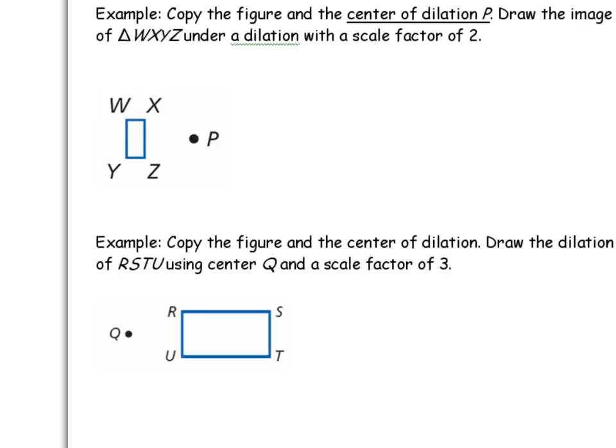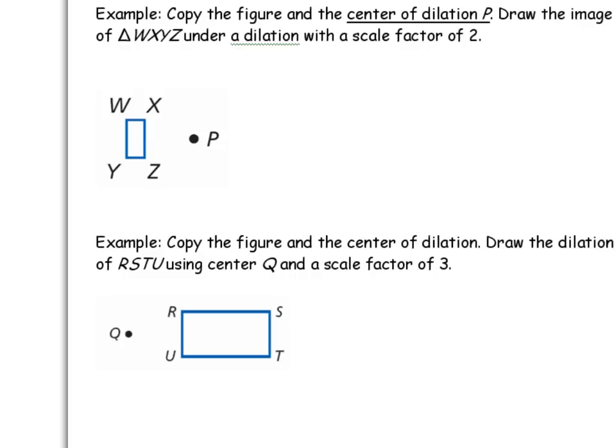All right, so for example here, what we're going to do is draw the image of not a triangle, sorry about that, it's a rectangle, WXYZ, under a dilation of a scale factor of 2. So really we're enlarging this. What I've got here is my center of dilation, and my rectangle WXYZ.